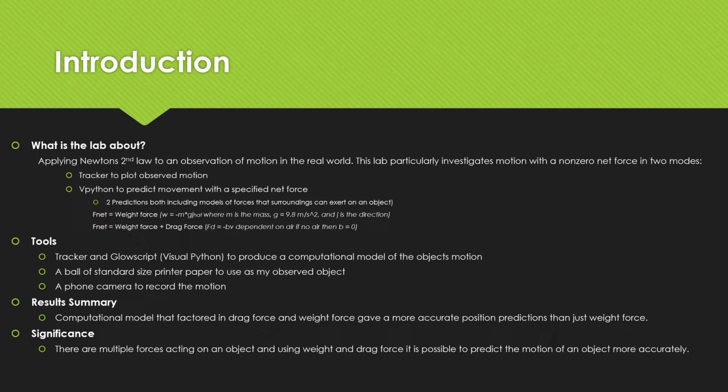The tools I used were Tracker and GlowScript. We used a ball of standard size printer paper as well as a phone camera to record the motion. The results were that the computational model that factored in drag force and weight force gave me a more accurate position prediction than just the weight force. And the significance of this lab is that there are multiple forces acting on all objects in the universe, and using weight and drag as a way to predict this motion will give a more accurate prediction.